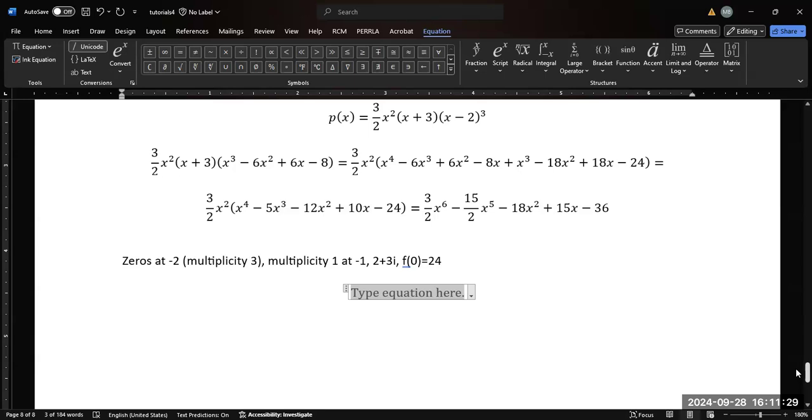So we're going to start with our factored form. So 0 at negative 2, so that'll be x plus 2, multiplicity 3, and then a multiplicity 1 at negative 1. And then also we have x minus 2 plus 3i and x minus 2 minus 3i. Again, in factored form, it's x minus the 0.